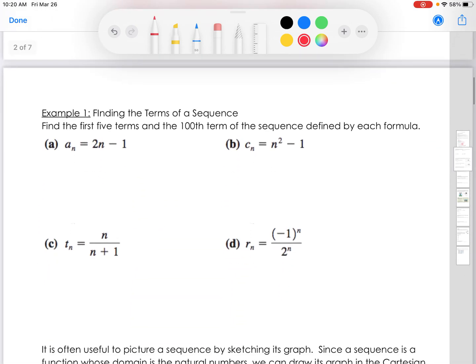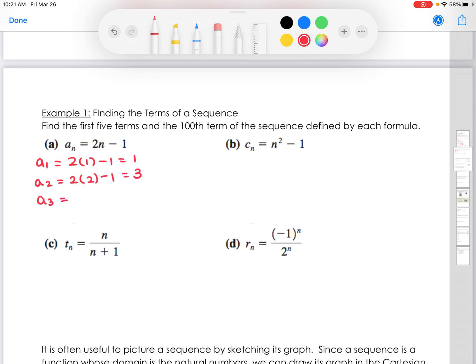So let's find the terms of each sequence. Find the first 5 terms and then find the 100th term of the sequence defined by each formula. All right, so to find the first 5 terms, we're going to plug in 1, plug in 2, plug in 3, and so on. So if I want a sub 1, that's going to be 2 times 1 minus 1. That's going to give us 1. A sub 2, that's 2 times 2 minus 1. So 4 minus 1 is 3.